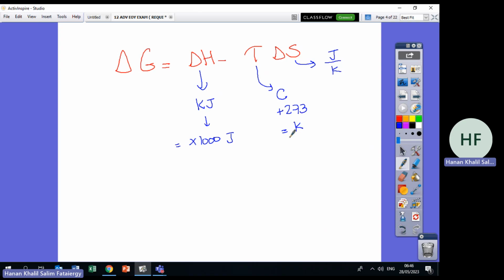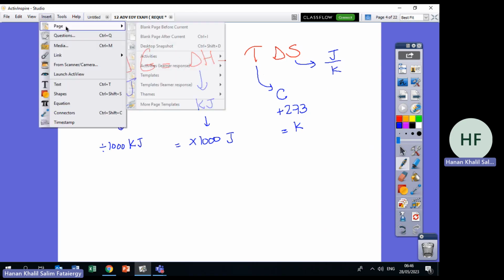Of course Kelvin with Kelvin cancels, so we have joules minus joules, so delta G will be in joules. If you want to change delta G to kilojoules, you divide by 1000. So remember, delta H is in kilojoules, delta S is in joules, you cannot minus them. You have to multiply delta H by 1000, and convert the temperature to Kelvin so that Kelvin with Kelvin cancels.